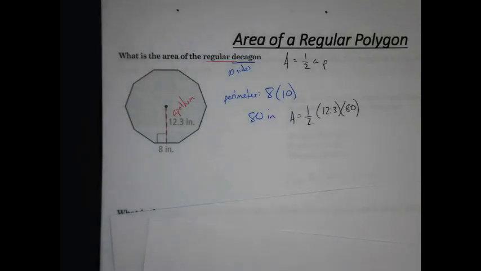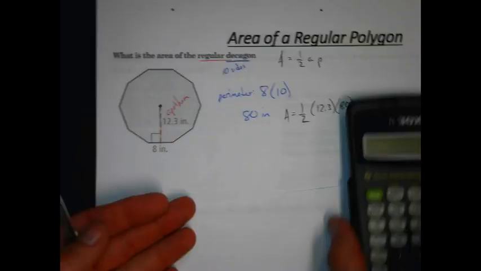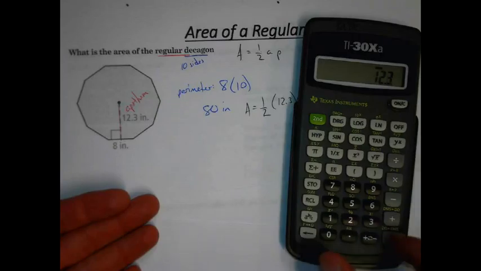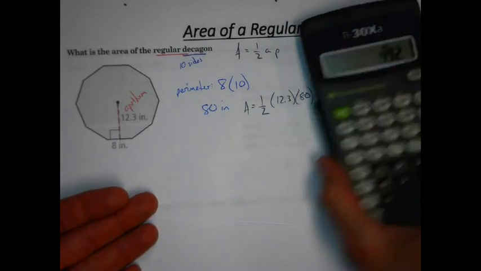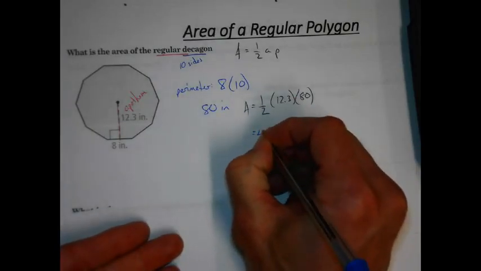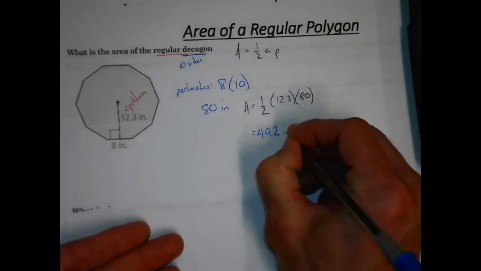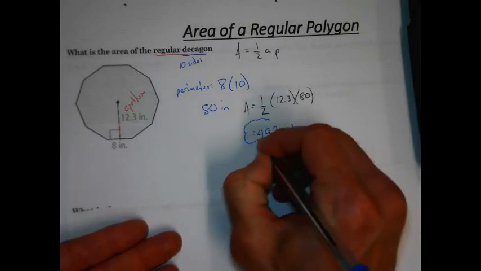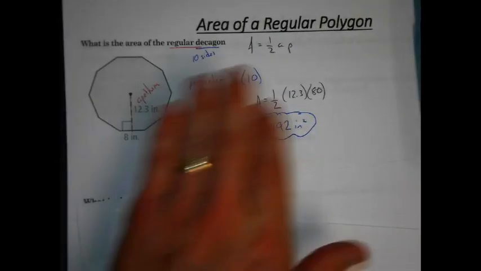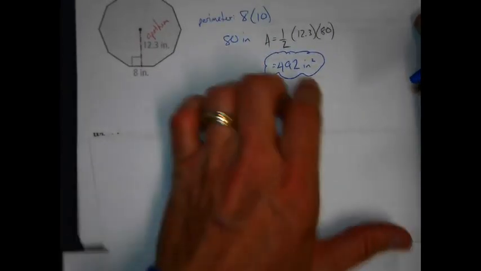Okay, so we can just calculate 12.3 times 80 and divide by 2. Or we can just do 80 divided by 2 in our head and call it 40 times 12.3. And we get 492 square inches. Okay, so we're going to end up with 492 square inches. And that is the area of our regular decagon. Okay, so that's how the area formula works. We have our apothem and our perimeter. So let's do another example.